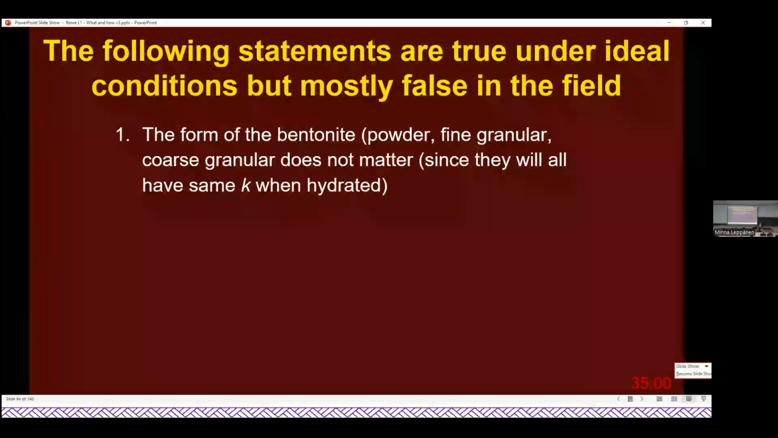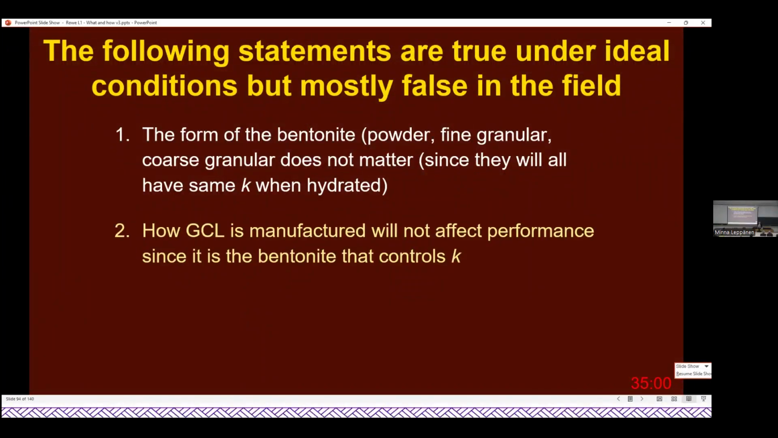The first statement is the form of the bentonite, whether it's powdered, fine granular, or coarse granular, doesn't matter, since they all have the same K when hydrated. That is true in the index test used for the specification sheet. It is virtually never true in reality. The closest you get to it is a pond with clean water. But it is generally a false statement.